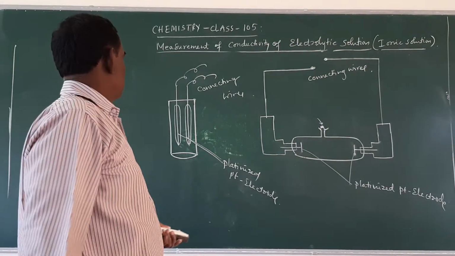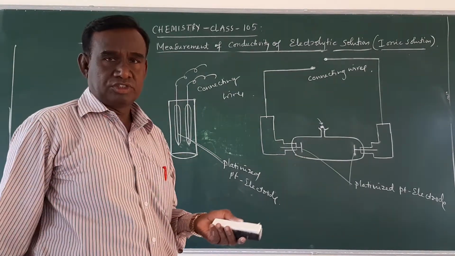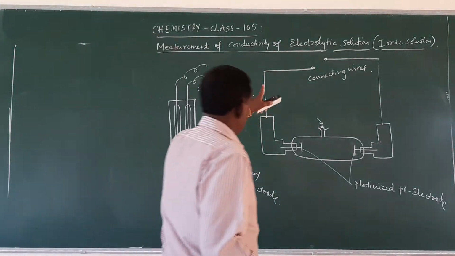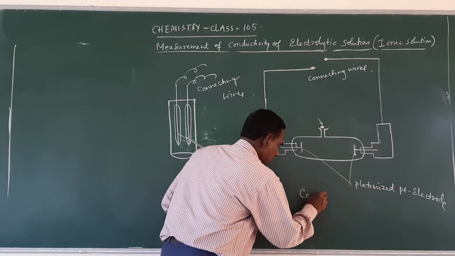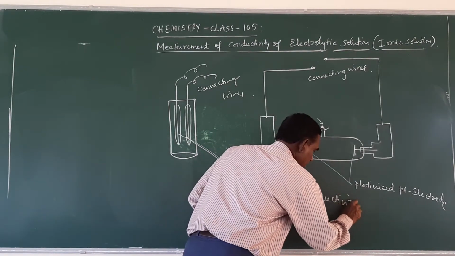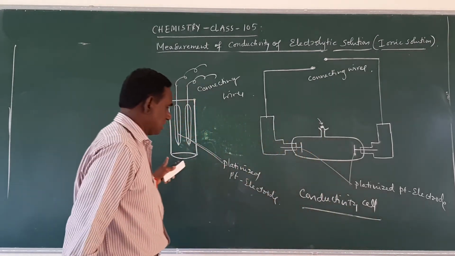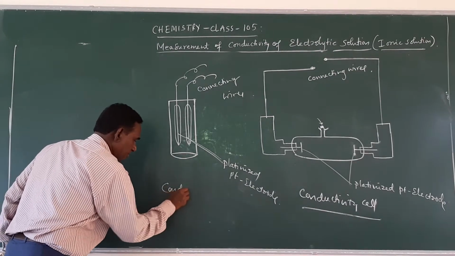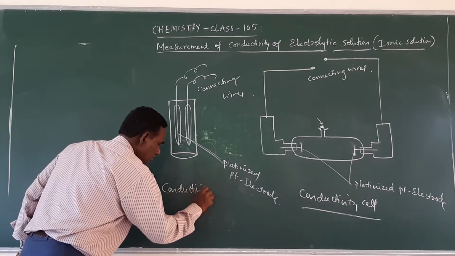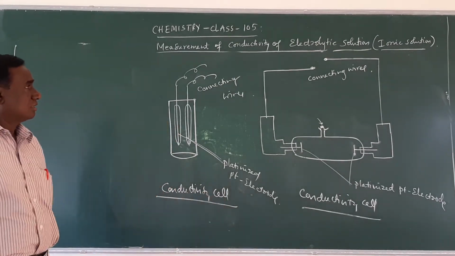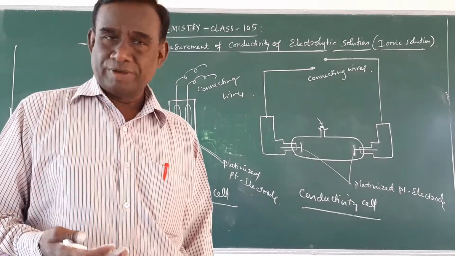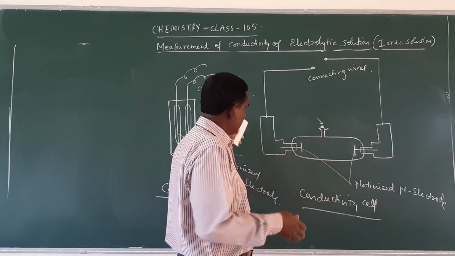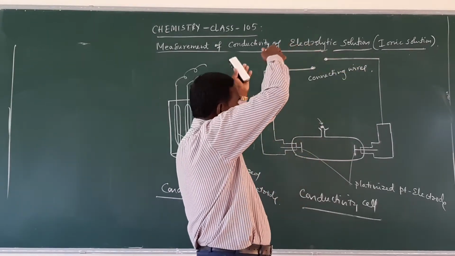Therefore, the conductivity of an electrolytic solution can be measured by using Wheatstone's network with the help of one of these conductivity cells. This is also a conductivity cell. This is also one type of conductivity cell. The electrolytic solution whose conductivity is to be calculated is taken in this conductivity cell, and this conductivity cell is connected to the Wheatstone's network.